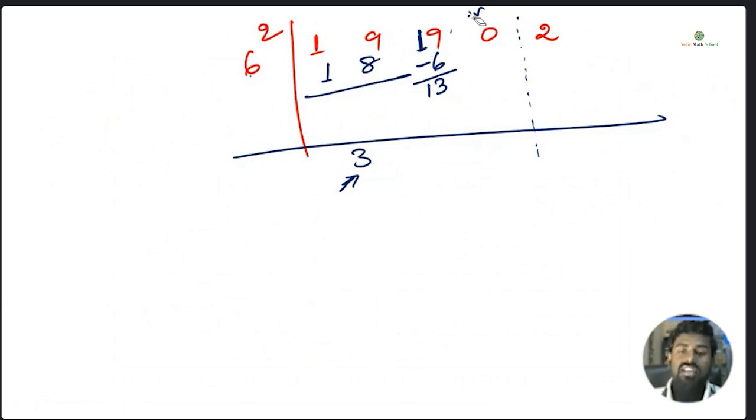So now this net dividend will be divided by 6. How many times? 2 times. What is the remainder? 1. Can we write down 1 here? Yes. Now next, 2 into 2. This 2 will be multiplied with 2.